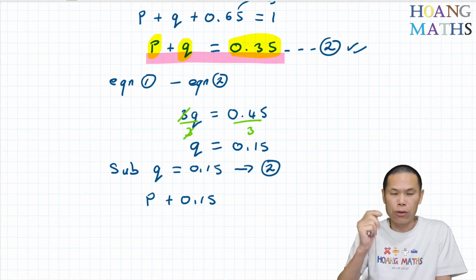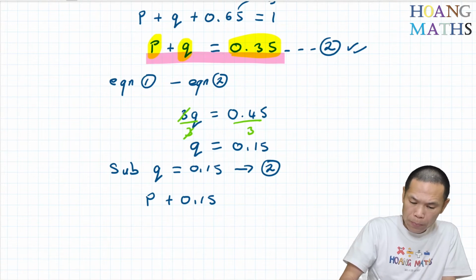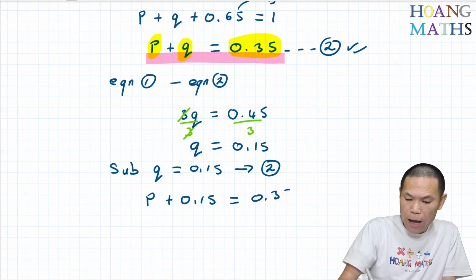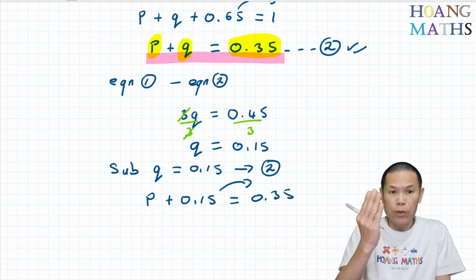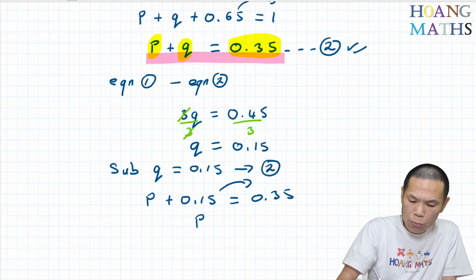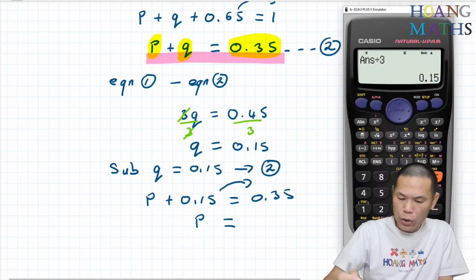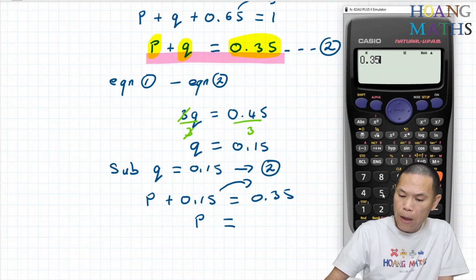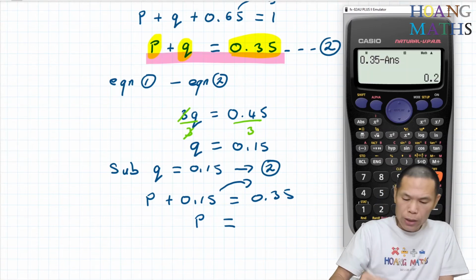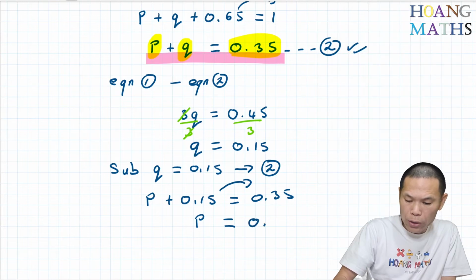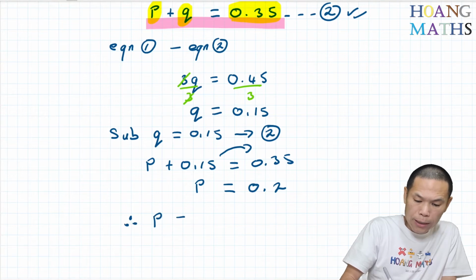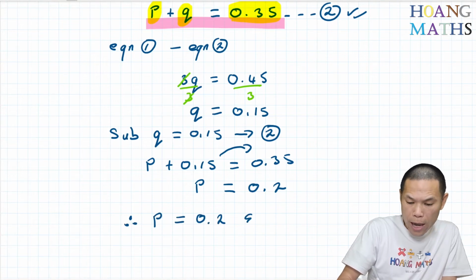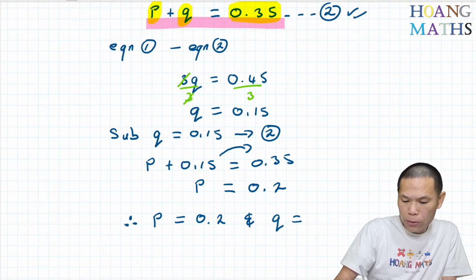Okay, let's write this down so you can see. So now that gives me P plus 0.15 equals 0.35. So I move this to that side, so this becomes 0.35 minus 0.15. So P will give me, all I do is put that on a calculator. So you go 0.35 minus 0.15. So there you go, 0.2. Therefore, P is equal to 0.2 and Q is equal to 0.15.